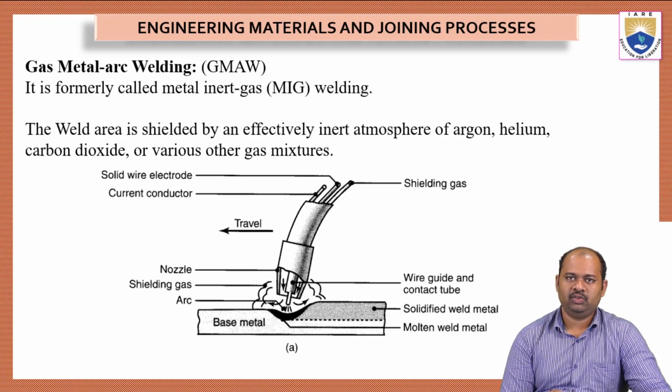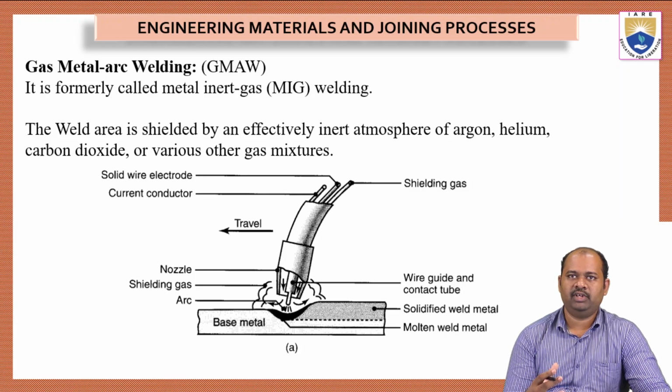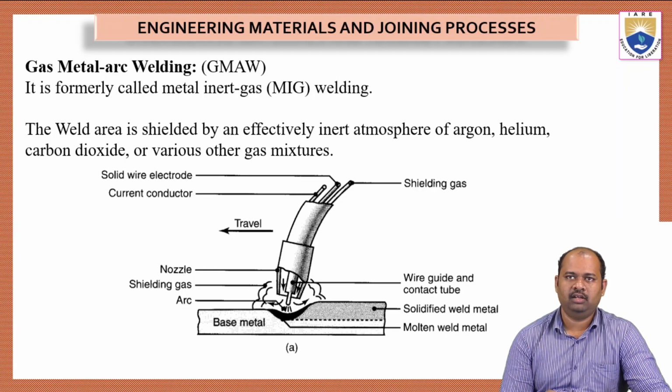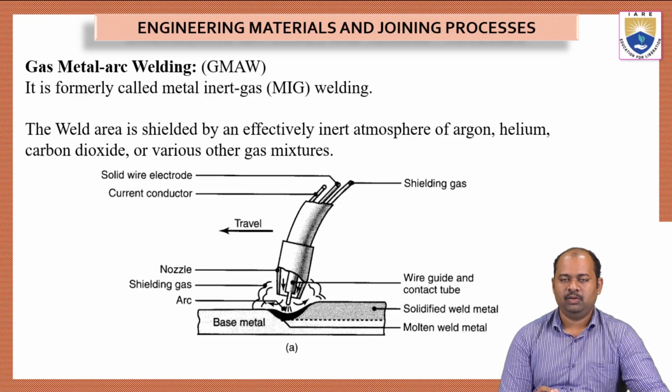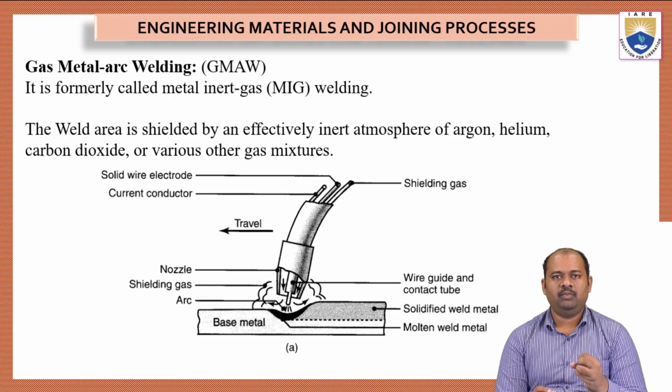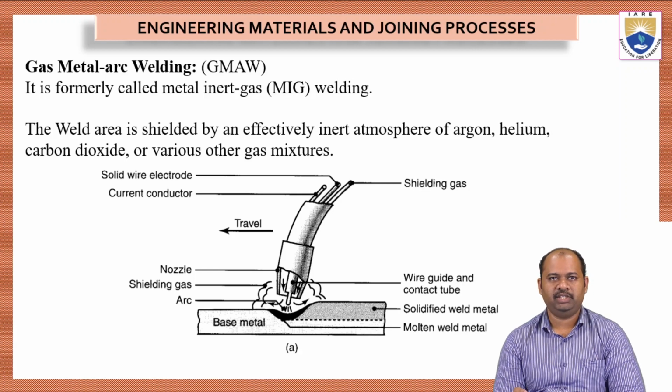This process is also very similar to electric arc welding, where we have to use some kind of gas to protect the freshly made joint. So the weld area is shielded by an effectively inert atmosphere of argon, helium, carbon dioxide or various other gas mixtures, where we can stop the oxidation of the base plate or the freshly made joint.